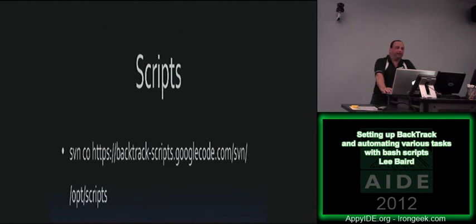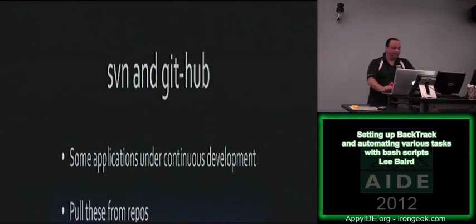Again, this is something that I just put together to help quickly set up the VM so we don't forget anything. Simple things like setting up SSH keys, setting up aliases, installing a few tools like FileZilla, X2 tools. Other applications are under continuous development, and I like to delete the original applications that are on the distro and pull these from their repos. And that could be either from SVN or GitHub. Those 4 tools are DNS Recon, the Harvester, Nmap, and SQL Map.